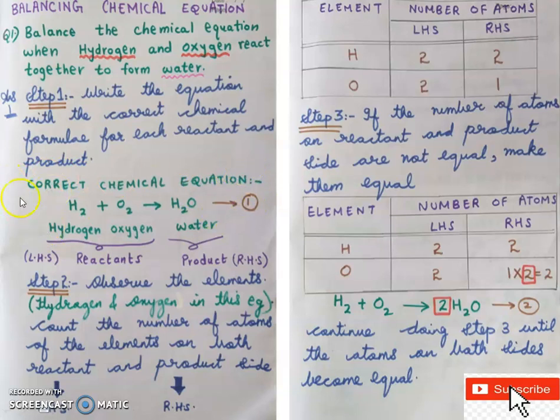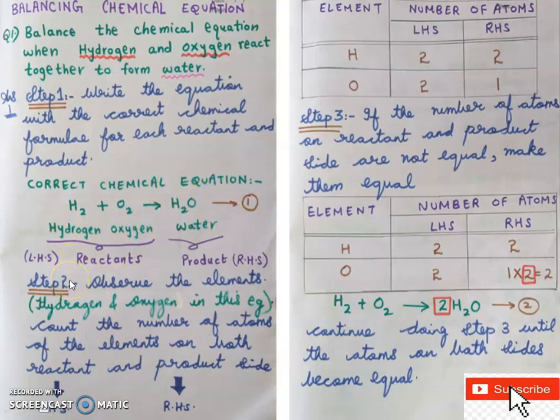Any chemical equation will be formed of reactants and products. Here it is telling me hydrogen and oxygen are reacting, which means they are on the LHS, and then it is forming water, which means it is on the RHS. The elements present on the left side of the arrow are called the LHS, and the elements on the right side of the arrow are called the RHS. So the equation is H2 plus O2 giving H2O.